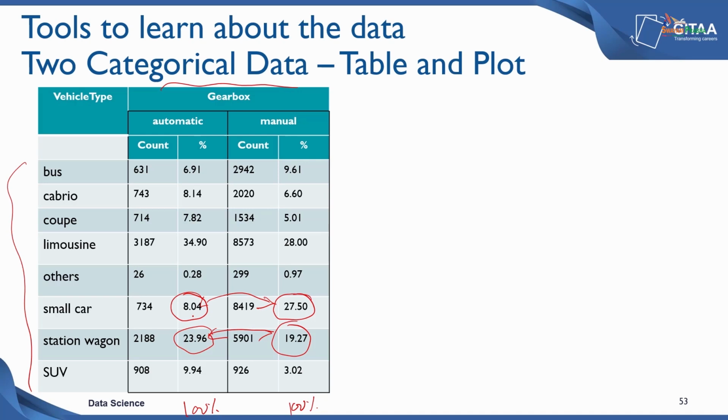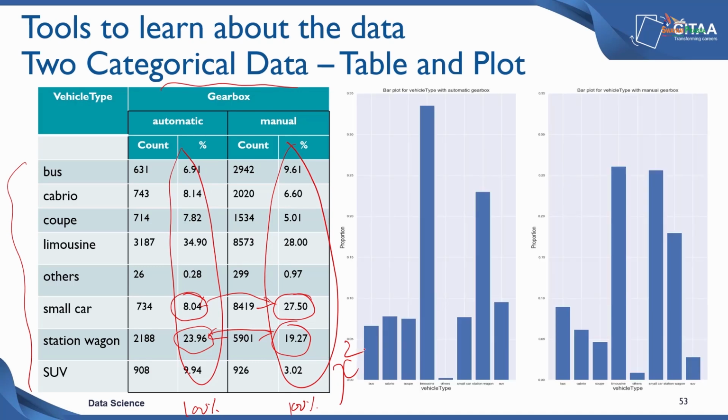So you can compare two different profiles, and when we do the significance testing, we will do something called a chi-square test to understand is there an association between the vehicle type and the gearbox type. So it's to understand associations between two categorical variables.